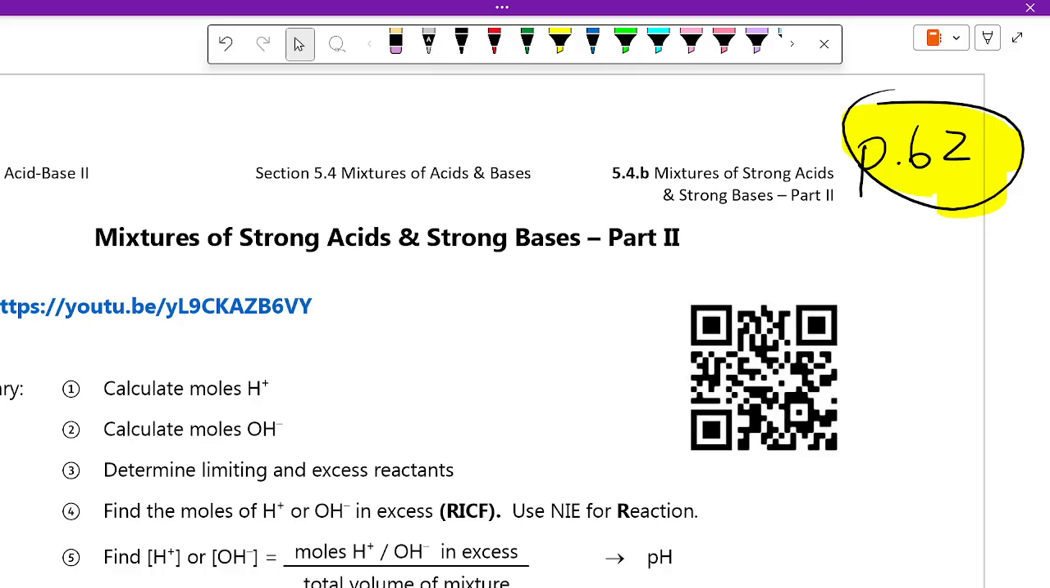So today we are going to look at mixtures of strong acids and strong bases part 2. And there's really not actually that much more to part 2 than there was to part 1. The only thing is we'll be dealing with some acids and some bases which have more than one proton or more than one hydroxide. Okay? Last time we dealt only with like HCl and NaOH, one of each.